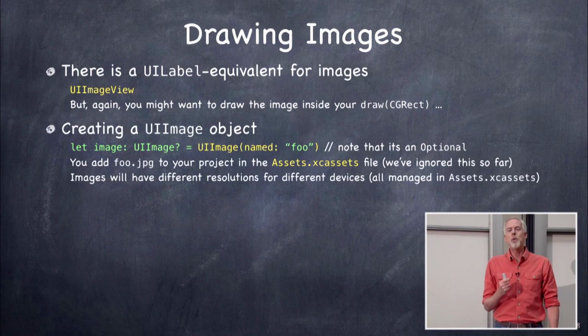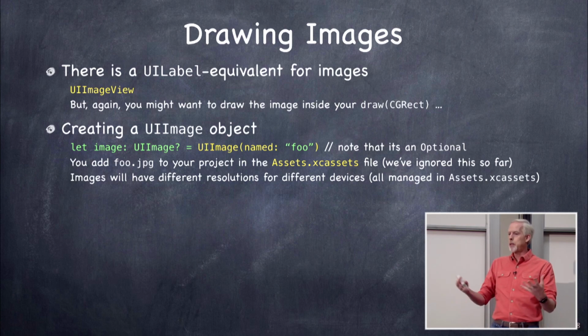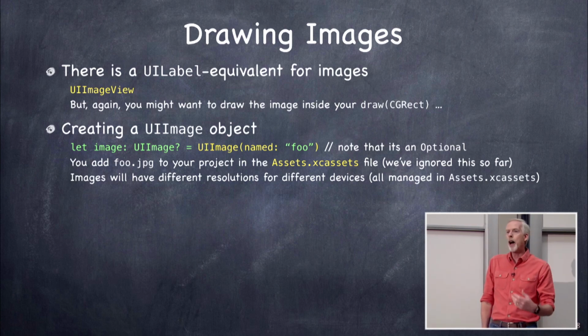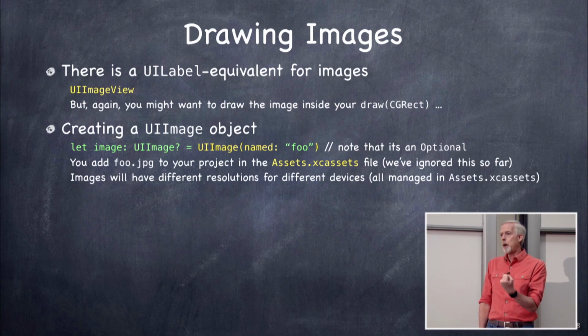You need a UIImage object. A UIImage represents an image: JPEG, TIFF, whatever kind of image, it represents an image. Now, how do you get an image? There's a bunch of ways to do it.